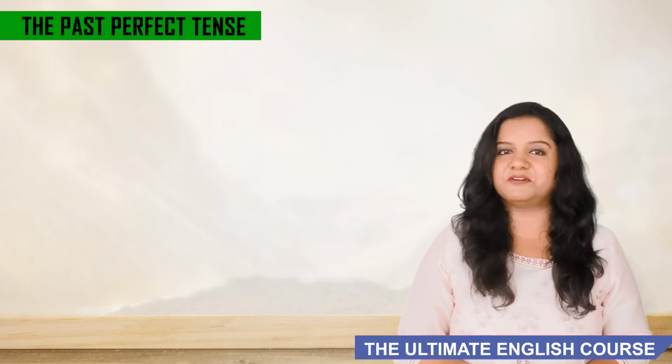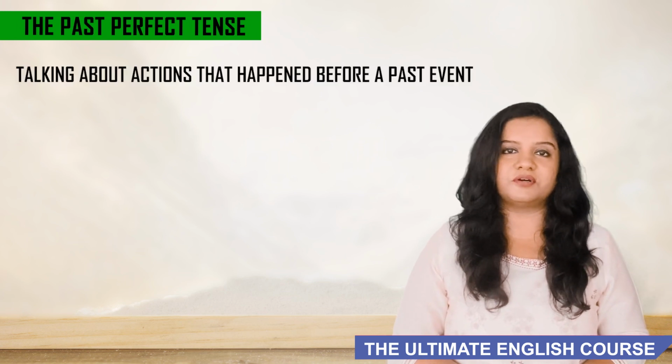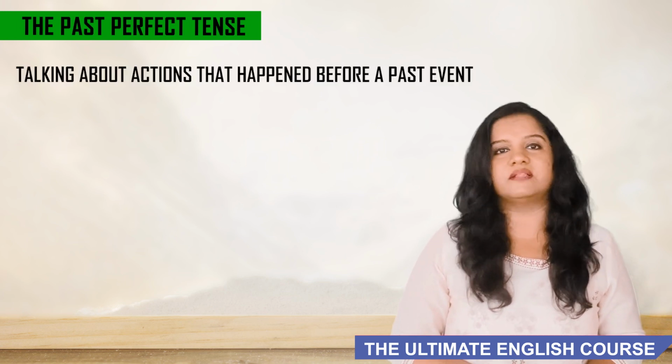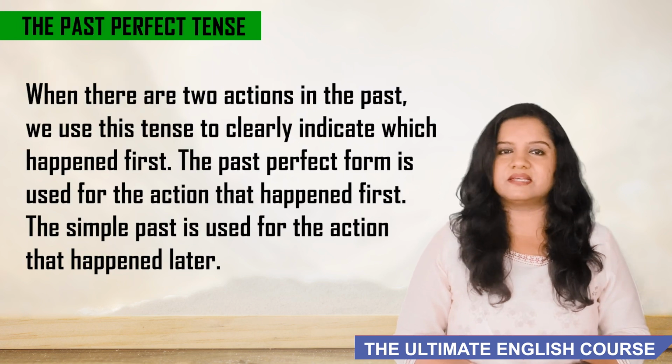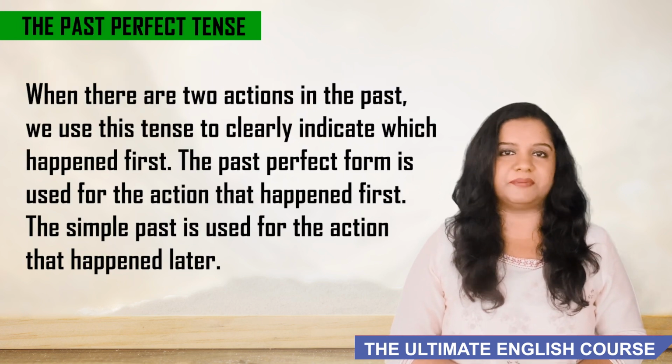Today we'll look at the past perfect tense. In other words, we'll learn how to talk about an action that happened in the past before another action in the past. Let's say there are two actions that happened in the past. The past perfect is used to clearly indicate which happened first.